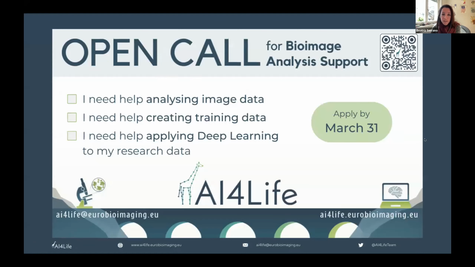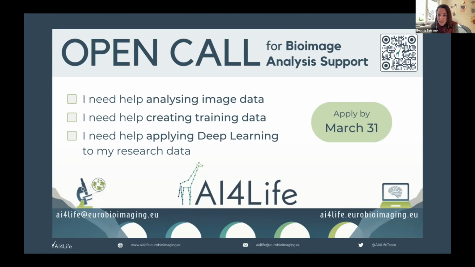Okay, so this is the open call that I was talking about. This is addressed to life scientists that need bioimage analysis support. We launched it mid-February. We are closing it this Friday. So if you want to apply, you really need to rush. I mean, it's a very simple application, so it shouldn't take more than 30 minutes or so. And I would like to encourage people to apply.